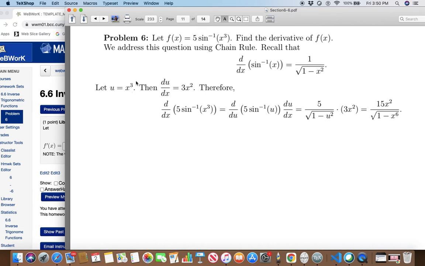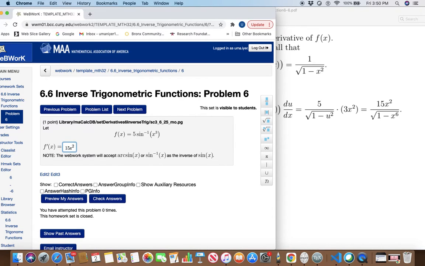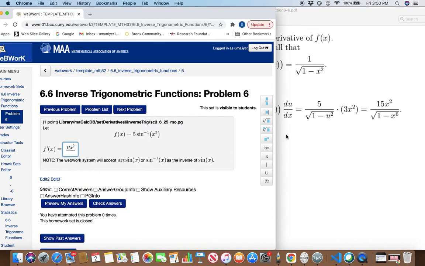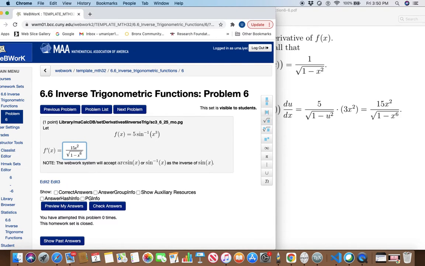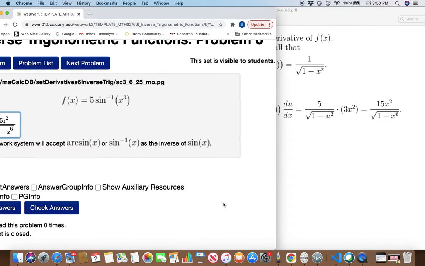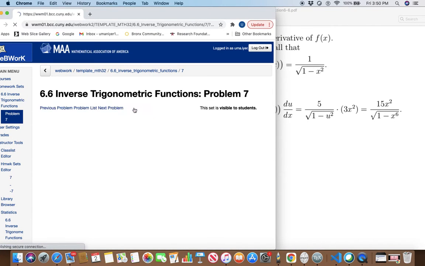U was x cubed, so its square is x to the power 6. So let's write down that answer. 15x squared over square root 1 minus x to the power 6. Okay, I hope you can see. There you go. Next.